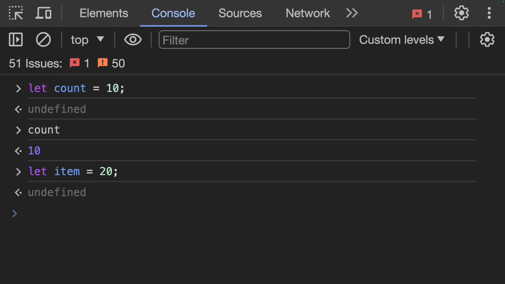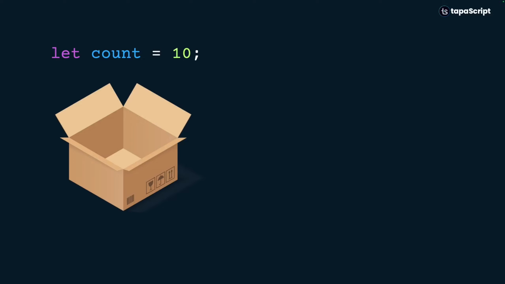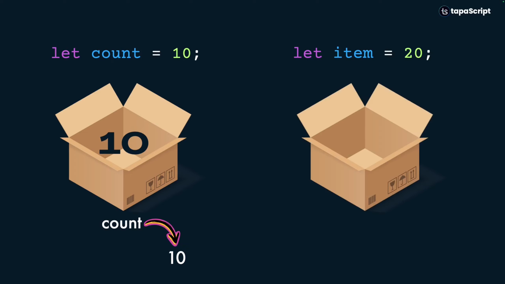If we try to see this pictorially, it will look like this: count, 10. A store gets created, labeled as count, and the actual value 10 goes into it, and the value of count is 10. If it is item equals 20, there is a store labeled item, the actual value 20 is in it, and the item value is 20. Quite simple, isn't it? Now let's make it a little more tricky.